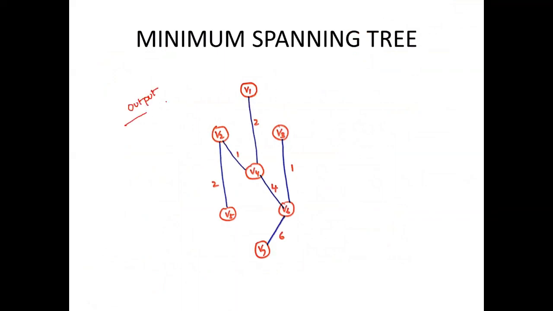And what will be the minimum cost here? The minimum cost is nothing but the sum of the cost of all the edges. Now 2, 1, 1, 4, 6 plus 2. So what is this cost? 4 plus 4 is 8, and 8 plus 2 is 10, and 10 plus 6 is 16. So the minimum cost of this spanning tree is 16. So this is Prim's algorithm.